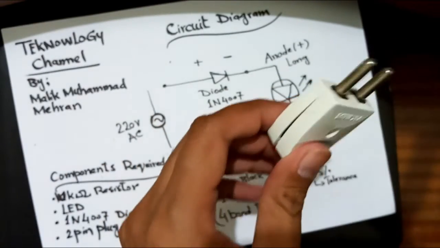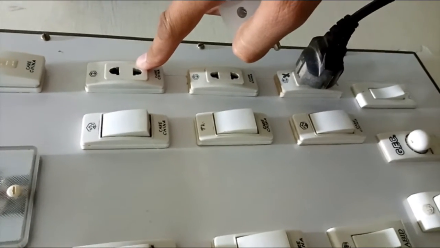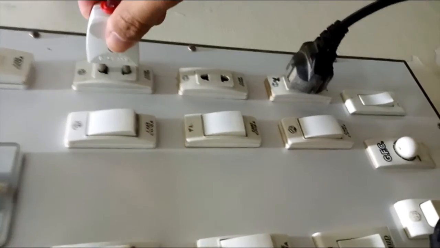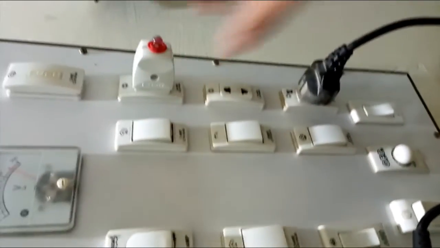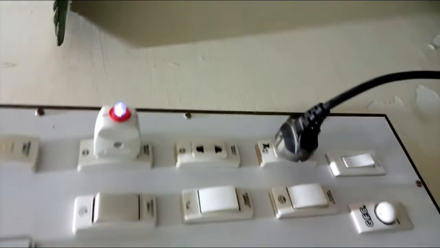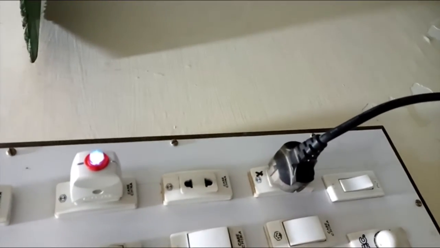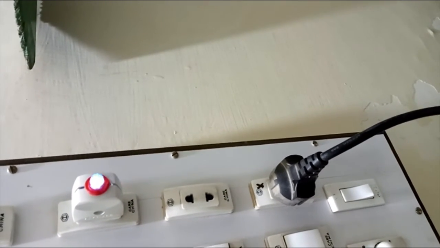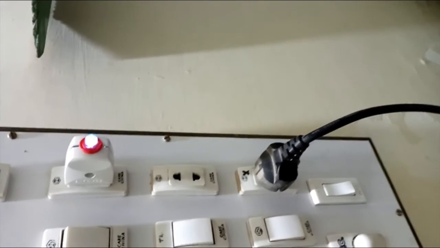So this is an AC source, 220 volts. We will insert it in the socket. Now we will press the button. Yeah, you are watching the LED lighting up. So our circuit is working.